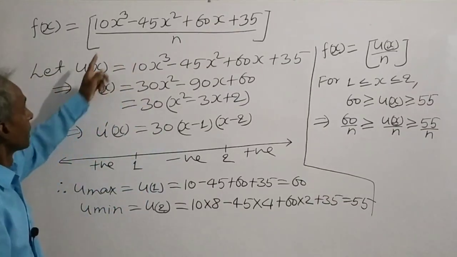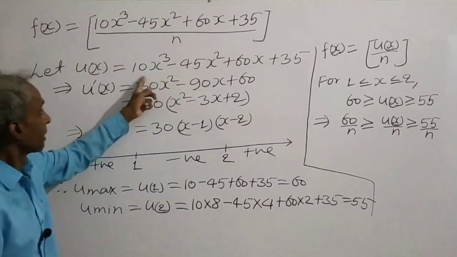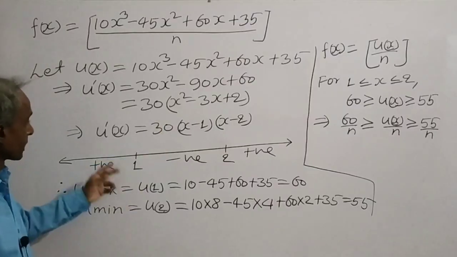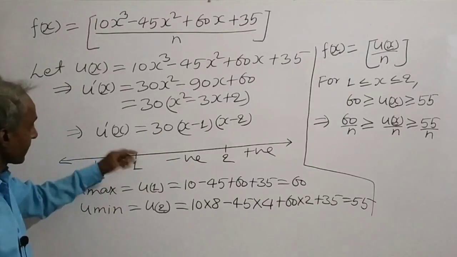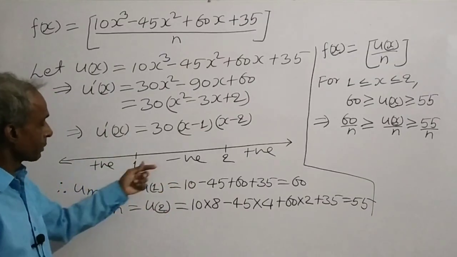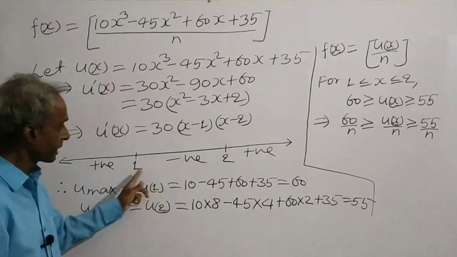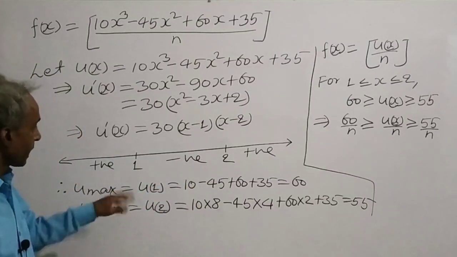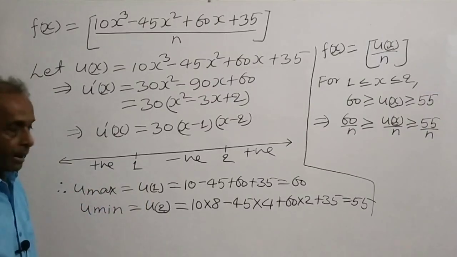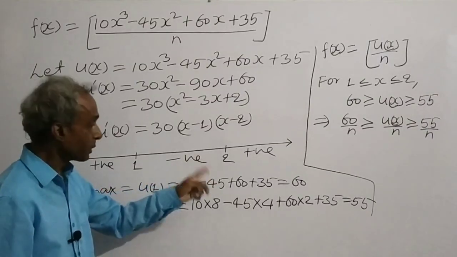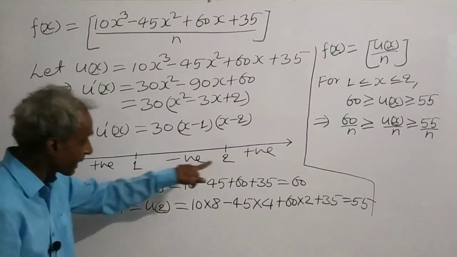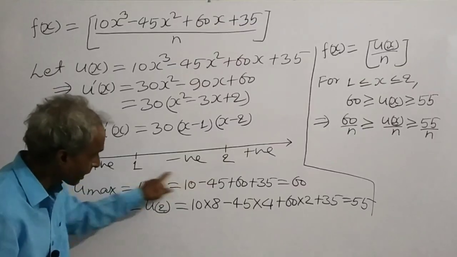We suppose this numerator as u(x), differentiate u(x), and write the sign scheme of u'(x). Since u'(x) is negative in this interval 1 to 2, therefore the maximum value of u(x) will be at 1 and the minimum value of u(x) will be at x equal to 2 in this interval.